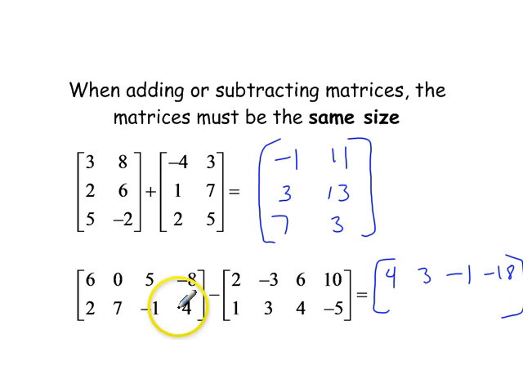For the second row, 2 minus 1 is 1. 7 minus 3 is 4. -1 minus 4 is -5. And 4 minus -5 is +9.